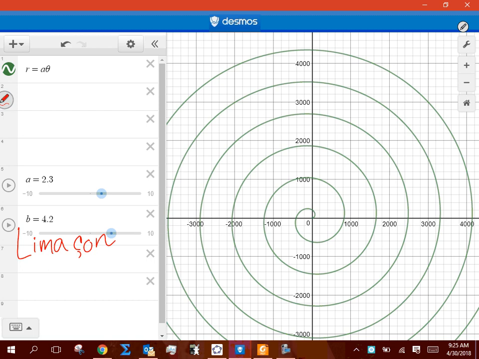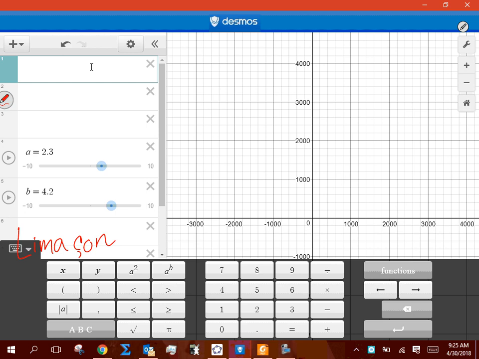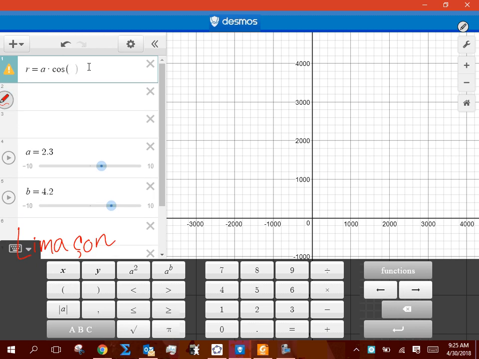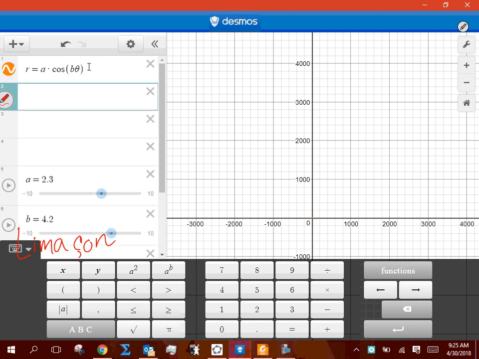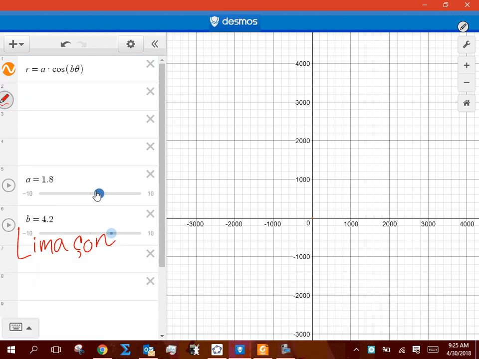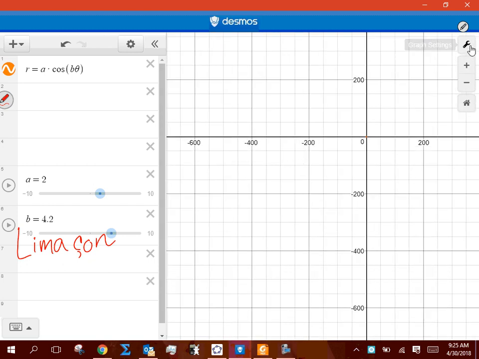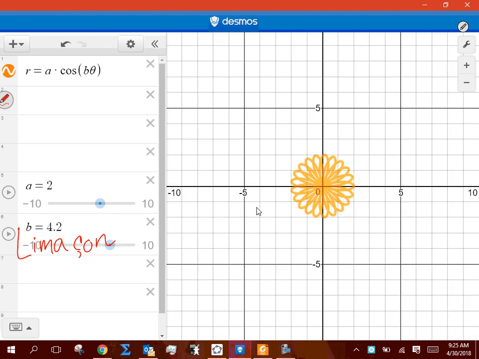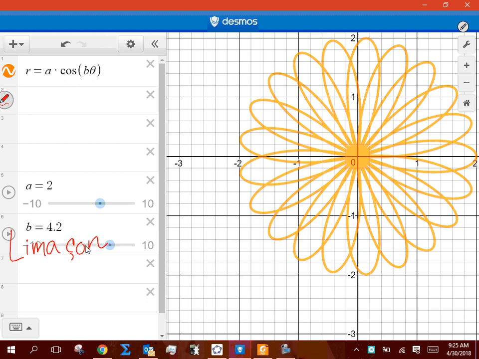Let me show you some that are very common, pretty easy formulas. Now changing into x's and y's is a pain, but r equals a times cosine, let's just go b theta. So a, I'll just make 2 in this case. Get back to a standard view. All right, and I want b.